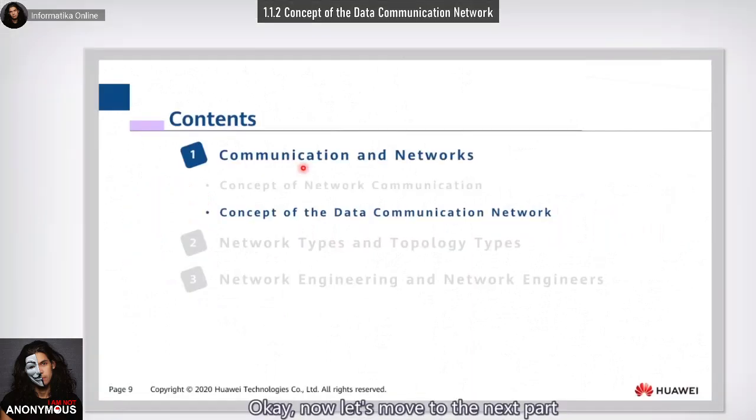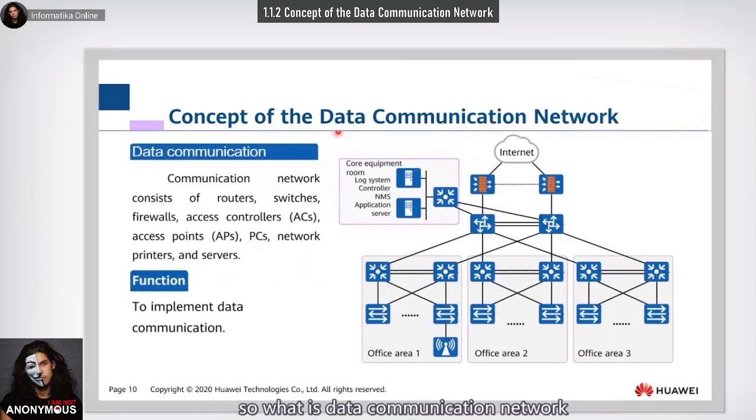Okay, now let's move to the next part, which is the concept of data communication network. So what is a data communication network? Actually, a data communication network consists of a lot of devices. For example, first they consist of the end devices, the computers, and the computers are connected through the access switch, the general switch, the aggregation switch, and then finally to the internet.